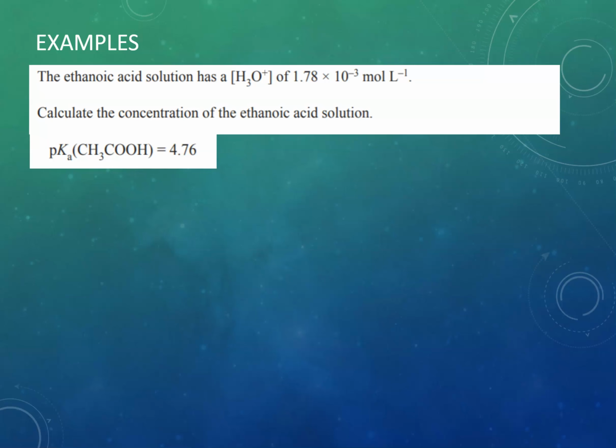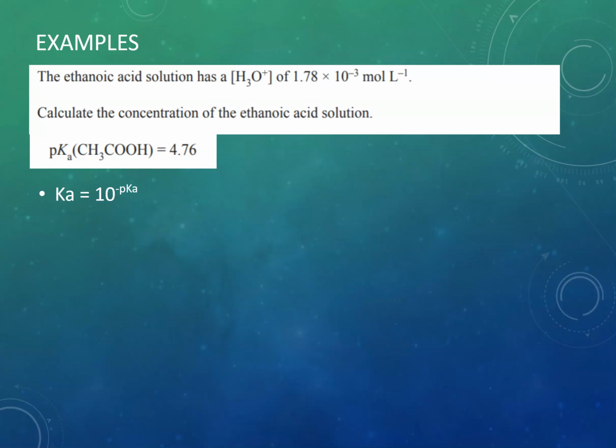Okay, so we have an ethanoic acid solution with an H3O+ concentration of 1.78 times 10 to the minus 3 mole per litre. And we've been asked to calculate the concentration of the acid solution. So we know what the hydronium ion concentration is, but we want to know what the ethanoic acid concentration was. So when somebody was mixing it up, how many moles of ethanoic acid did they put into 1 litre of water? We've been given a pKa for ethanoic acid.